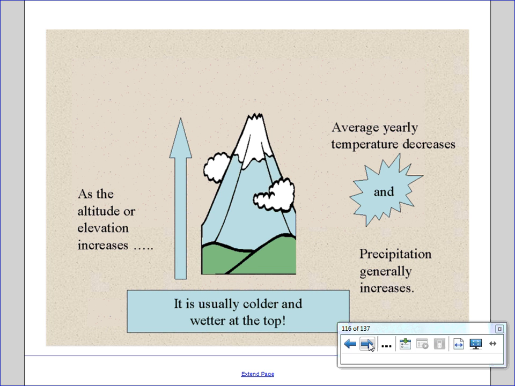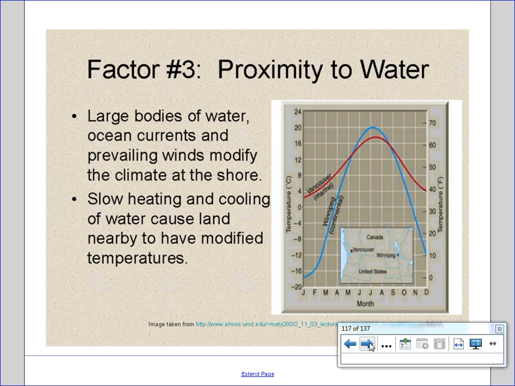So what we can see here on this slide is as your altitude up a mountain increases, you tend to get cooler. It's colder up at the top of the mountain. That's why if you look at this picture, it's got snow caps up at the top. And you generally tend to get more precipitation. It's colder and wetter at the top of the mountain.